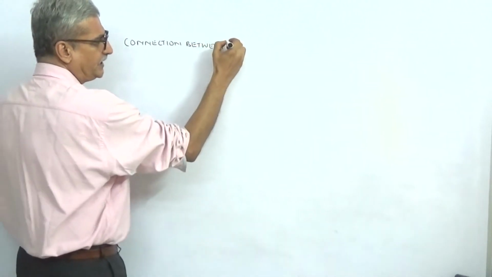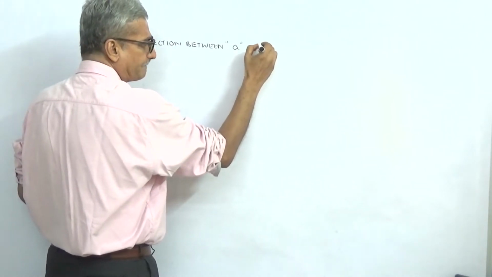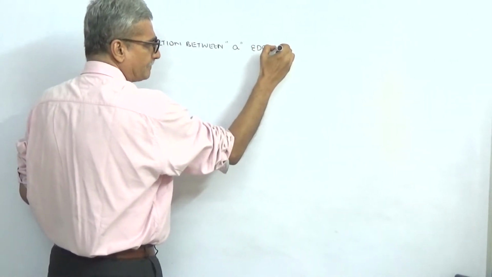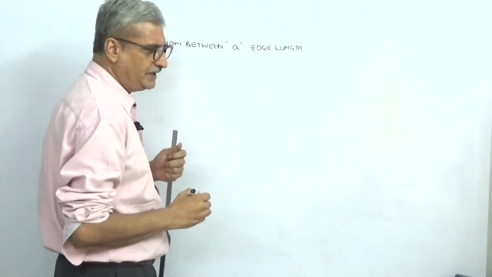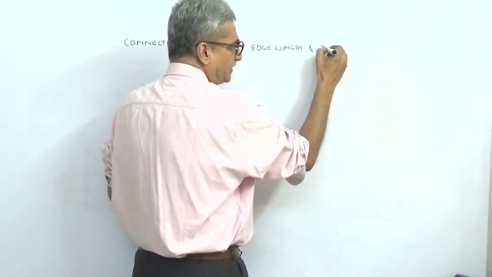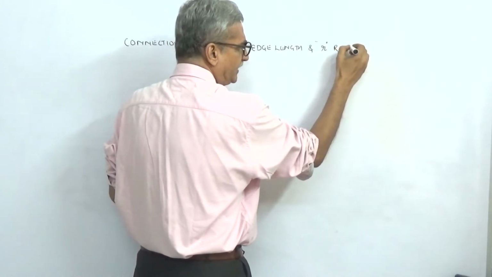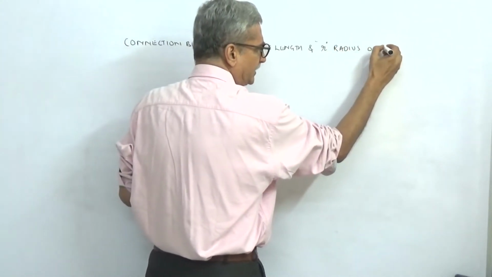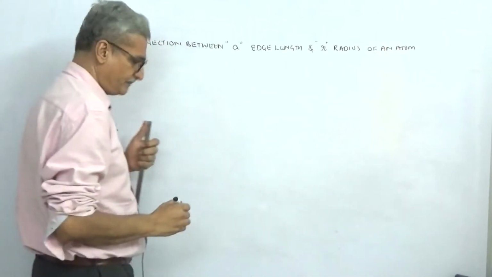Connection between A. What is A? A is edge length. Connection between A, the edge length, and R. R is what? R is the radius of an atom. Radius of an atom. Okay.